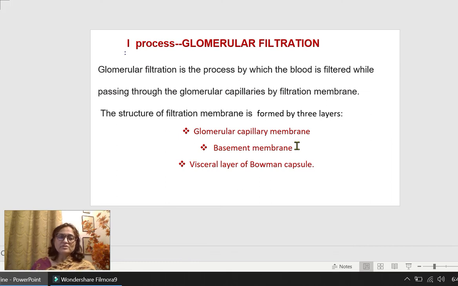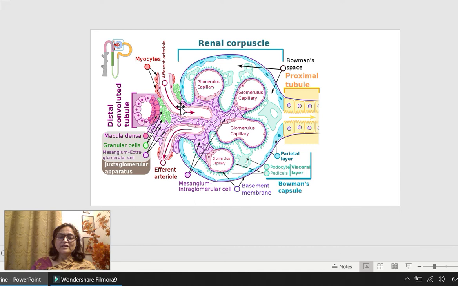Process of filtration. Glomerular filtration is the process by which blood is filtered through 3 filtration membranes. These are known as the glomerular filtration membrane: the first is the glomerular capillary membrane, the second is the basement membrane, and the third is the visceral layer membrane. In this diagram you can see the glomerular capillaries, and this purple fine membrane is the basement membrane, and the other is covered by the Bowman's capsule. These are the afferent and efferent arterioles.